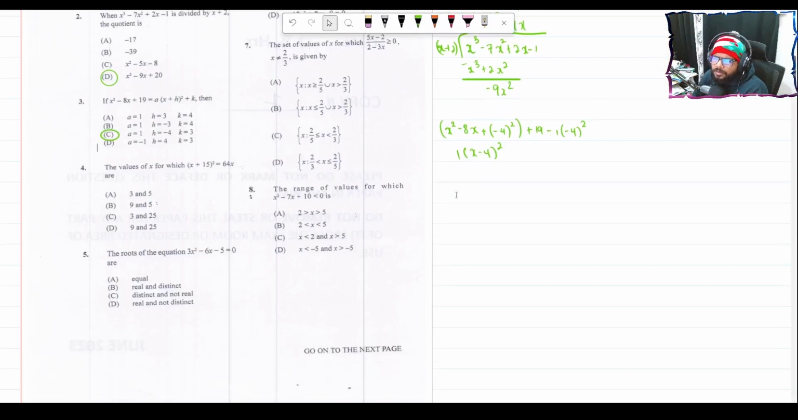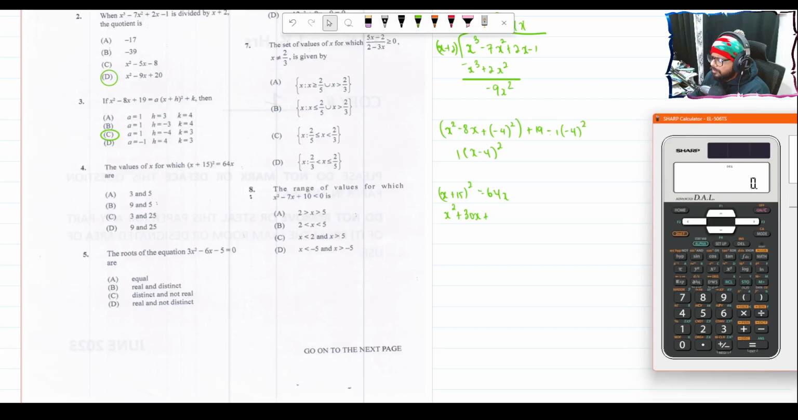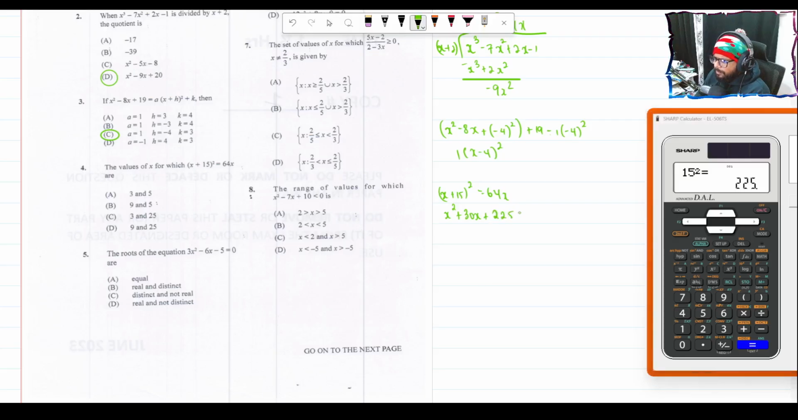The values of x for which this is equal to 64x are, I believe we would have already done this question as well in a previous paper, but let me go and do it again. I will get x plus 15 squared is 64x. Square the left hand side, x squared plus 15 by 2 is 30x, and I believe it's 225. Let me pull up the calculator and see what it says. 15 squared, 225, yes. So plus 225.